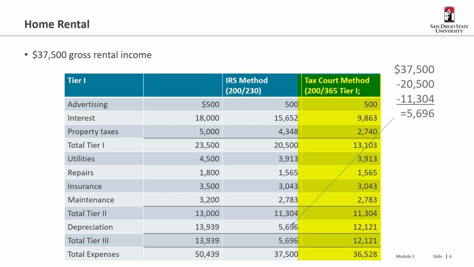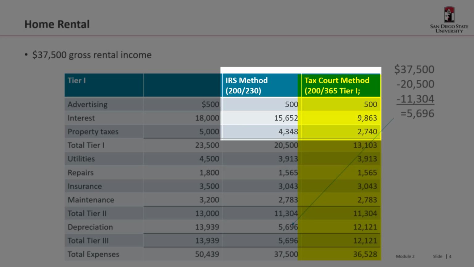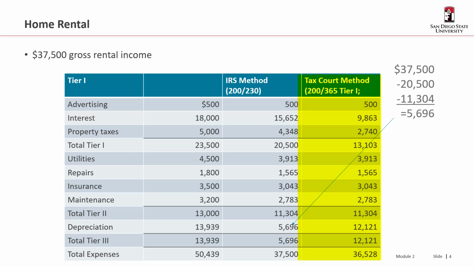And the tax court method only affects your allocation of Tier 1 expenses. So instead of allocating based on 200 over 230, your Tier 1 expenses are allocated 200 over 365. And there's actually a pretty good rational reason for that. When you think about something like utilities, in theory, you only spend money on utilities when someone is in the house, right? So you only pay when either you're using it or your renters are using it. And in theory, when it sits vacant, you're not really using any utilities.